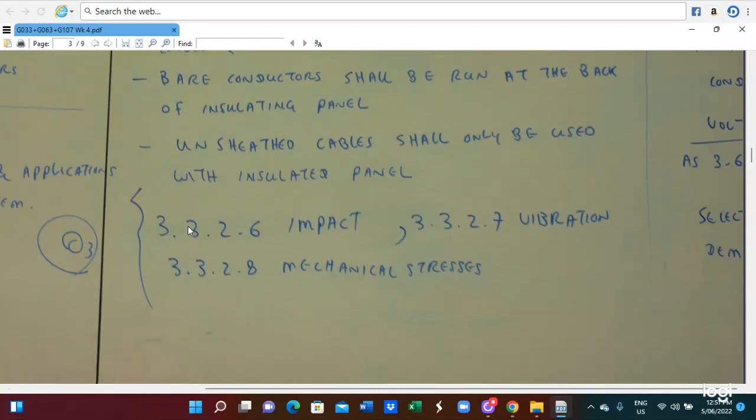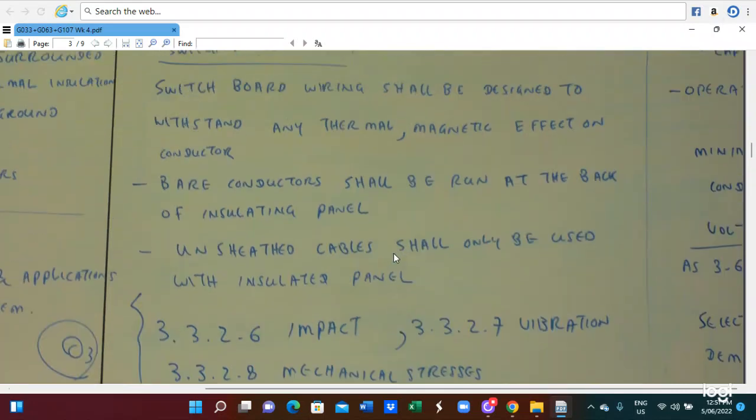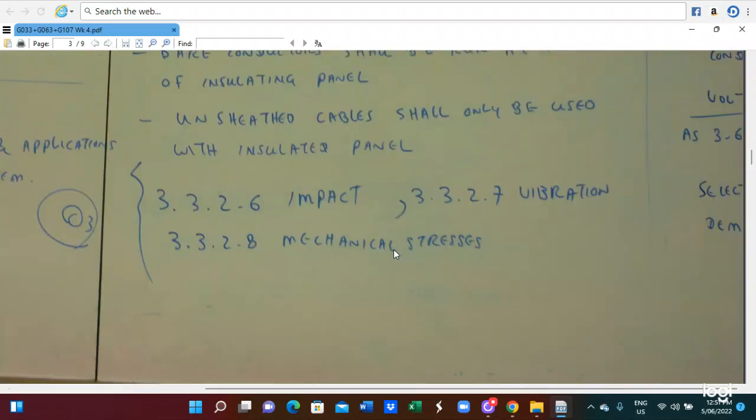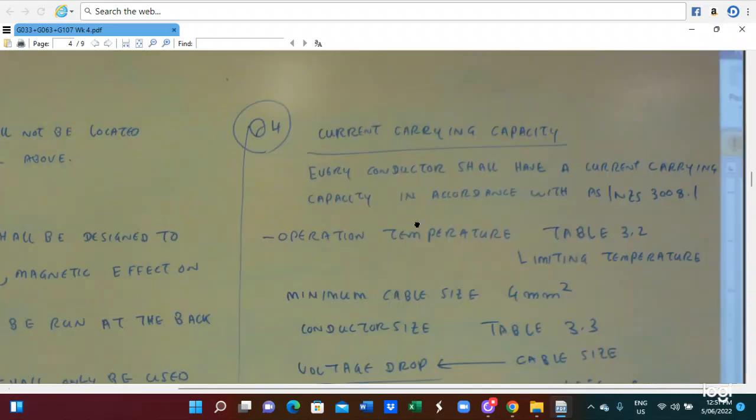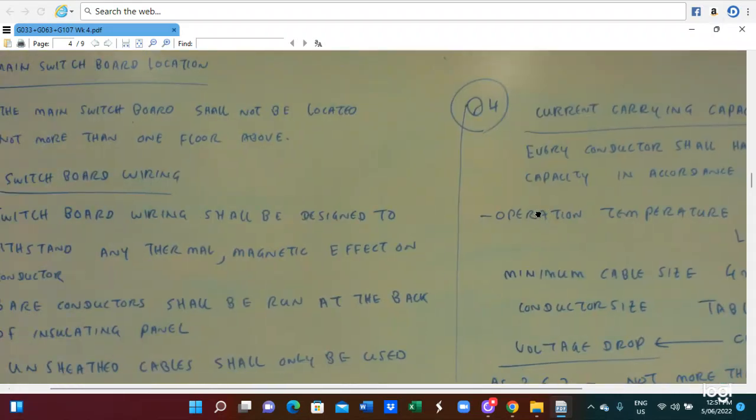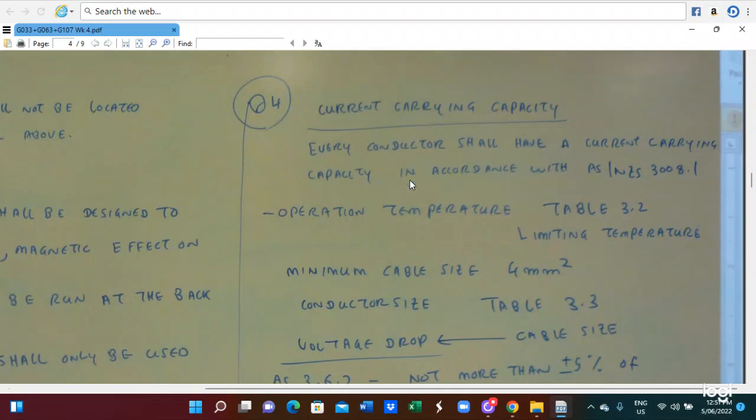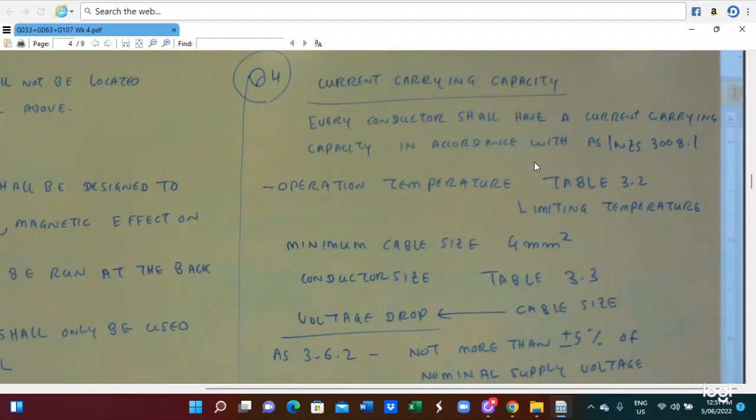In this case, we use AE2, AG, impact; AH2, vibration; and AJ2, mechanical stresses. So this is for the main switch board electrical wiring system. We have to protect those things. And also the current carrying capacity. Every conductor shall have the current carrying capacity in accordance with AS3008.